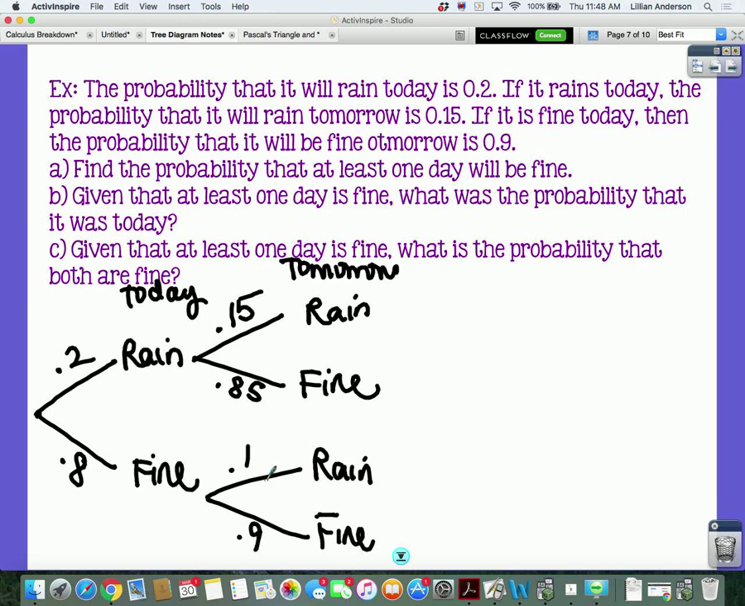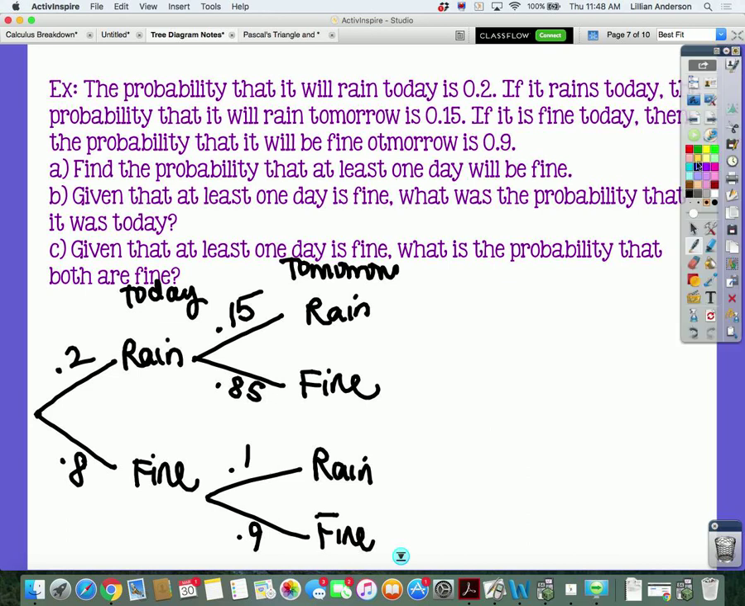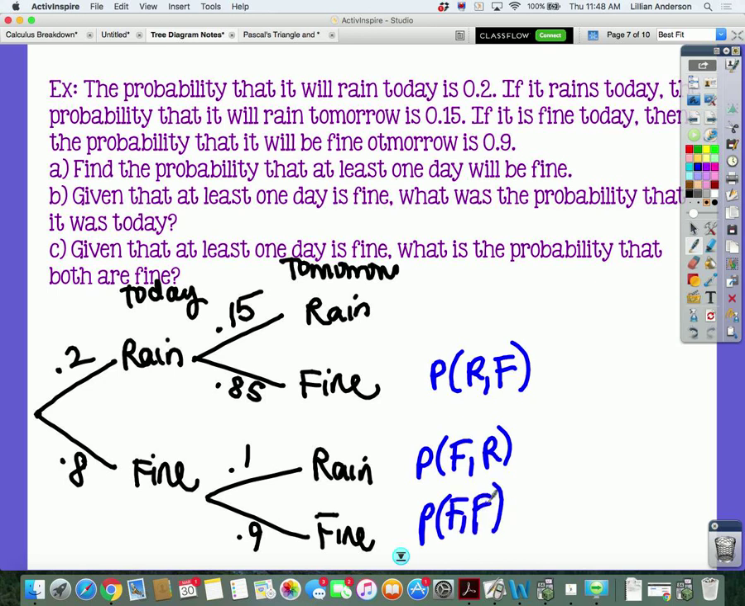So it says find the probability that at least one day will be fine. Well, that could happen if it rains and then it's fine. It could be that it's fine and then it rains. And then it could be that it's fine both days. It could rain both days, but for part A, it's asking us to find the probability that at least one day will be fine. What's the probability that it will rain, but it'll be fine? 0.17, or 17 out of 100. What about that it's fine and it rains? 0.08.